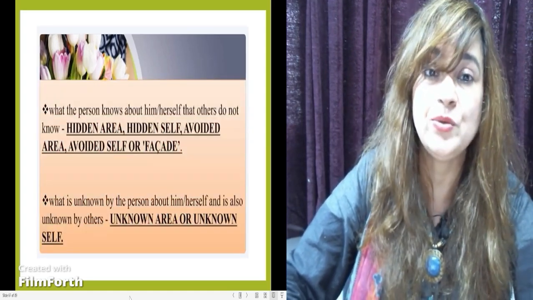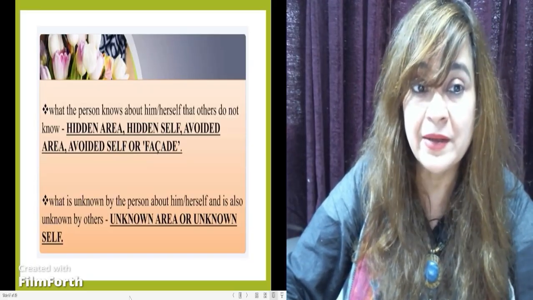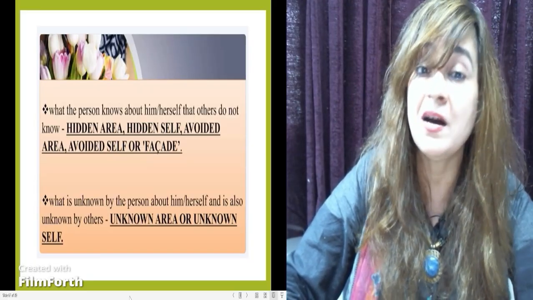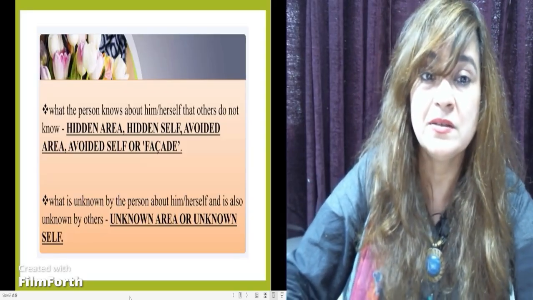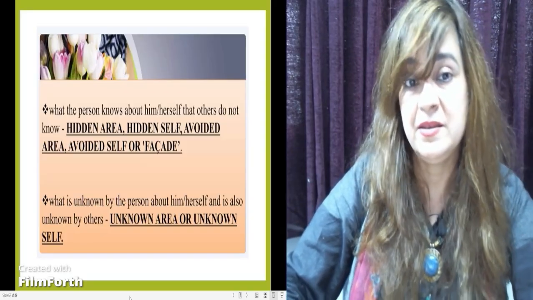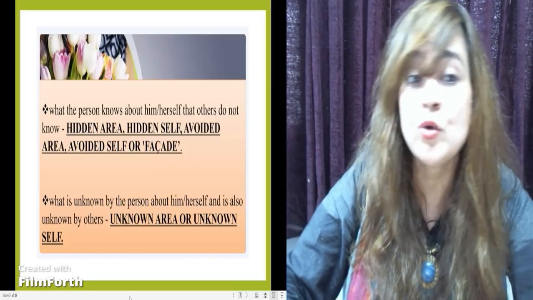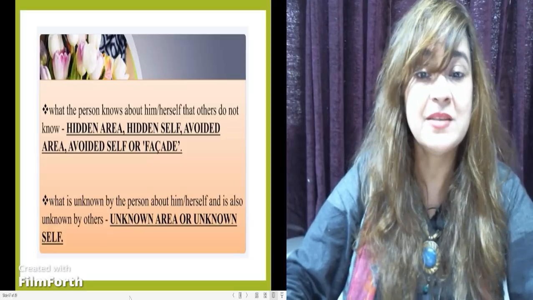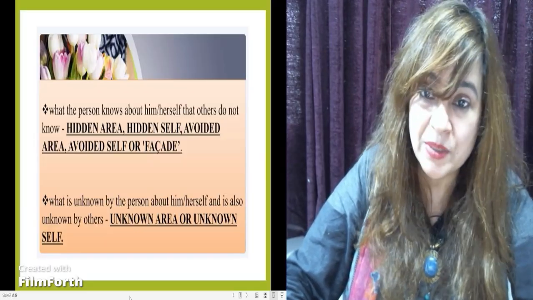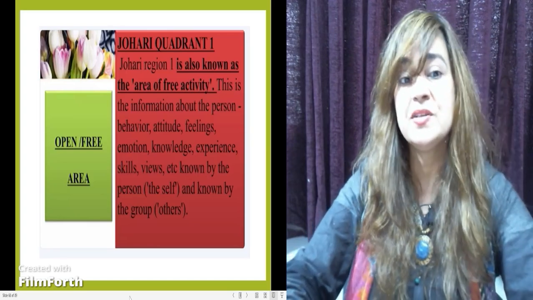So we need to understand the hidden area, the hidden self, the avoided area, avoided self, the facade. This is how we pronounce it. This hidden area is the area where the person knows about him or herself, but the others do not know about the qualities that you possess. And the unknown area is that area where the person doesn't know about himself, and also the others do not know about you. So now, let us first discuss the open area.